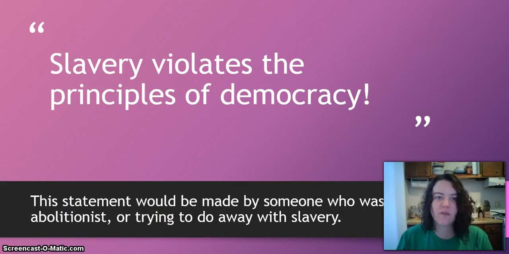The next one gives you a quote. It says, "Slavery violates the principles of democracy." And this statement would be made by someone standing up for what? And the answer is the abolition of slavery. They would be part of the abolitionist movement, or the doing away with slavery.